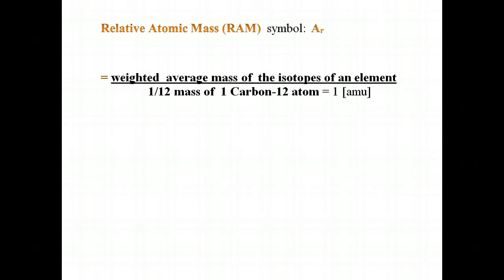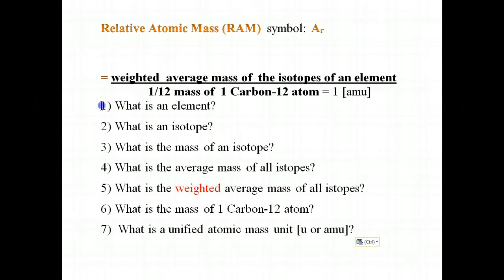It is the weighted average mass of the isotopes of an element divided by 1/12 of the mass of one carbon-12 atom. And the definition of 1 u is exactly 1/12 of the mass of one carbon-12 atom. I think this looks very, very intimidating because you have to know certain things. And here I write the questions down which you have to be able to answer.